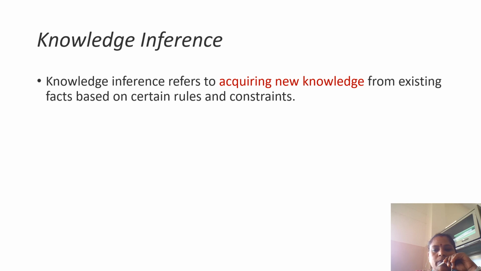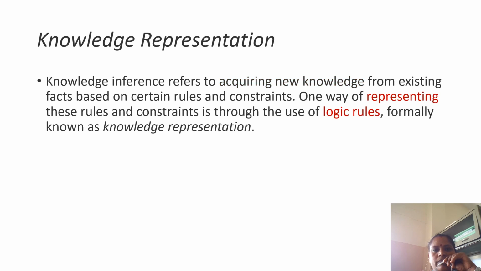So before getting deep into what is EBR, I'd like to refresh a few definitions. First one is knowledge inference. So what is knowledge inference? It refers to acquiring new knowledge from the existing facts based on certain rules and constraints. From knowledge inference comes knowledge representation. So it is one way of representing the rules and constraints using logic, and it is formally called knowledge representation.